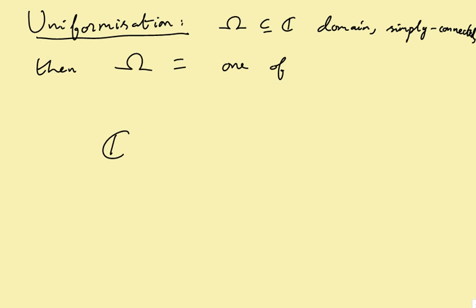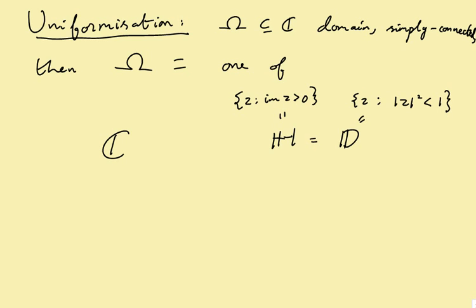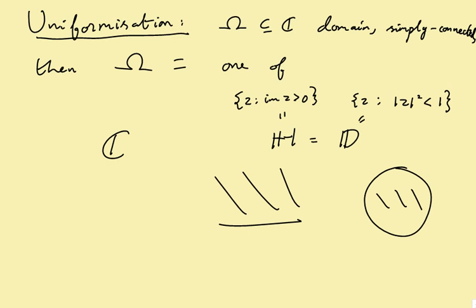Well, it could be C itself, or it could be H, which is also D. Let me be specific here. H is the set of Z such that the imaginary part of Z is greater than 0, the upper half plane, and D is the set of all Z such that mod Z squared is less than 1, which is the open unit disk. Okay, so this is the subset of the complex plane this way or this way. So these are the two possible pictures. This is of course all of the complex plane.